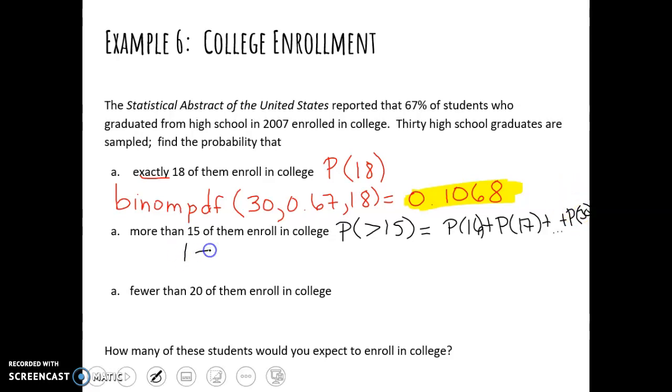So we're going to do 1 minus binom CDF 30, 0.67. If we want 16 and up, we need to find the complement which stops at 15. 15 would be our x. So 1 minus that, 1 minus second vars binom CDF, 30 trials, 0.67 is p, 15 is x. Don't forget to do 1 minus. We get 0.9601.